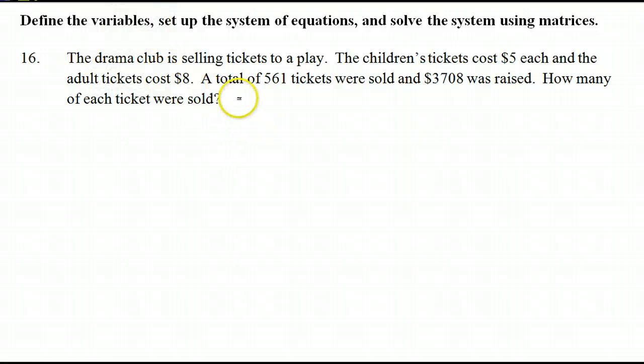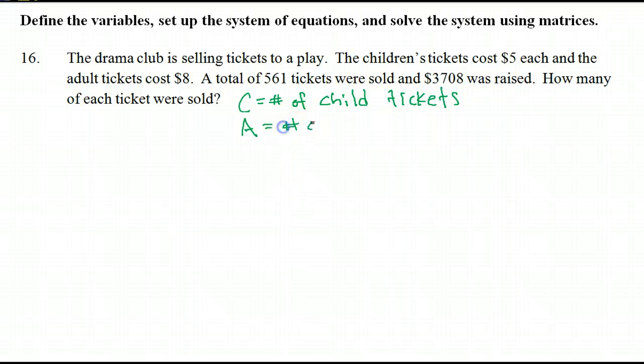Okay, so we need some variables. It sounds like we have children's tickets and adult tickets. So you could use X and Y if you want. I'm going to use C and A. I'm going to let C equal the number, because it says how many, so C is the number of child tickets. And I'm going to let A be the number of adult tickets.